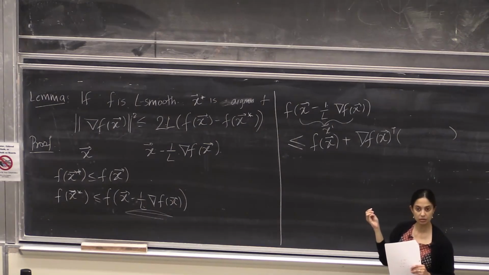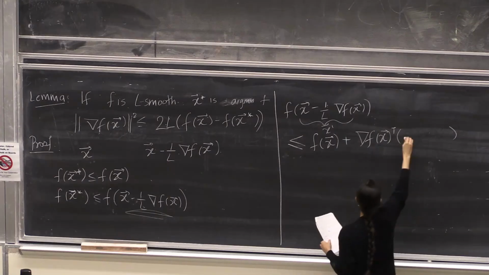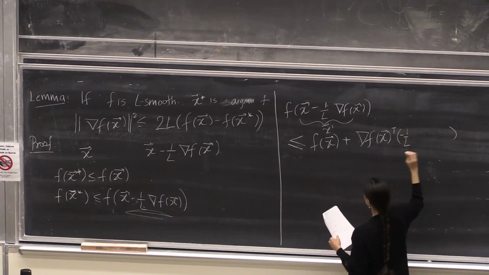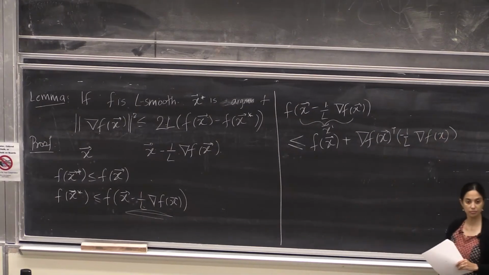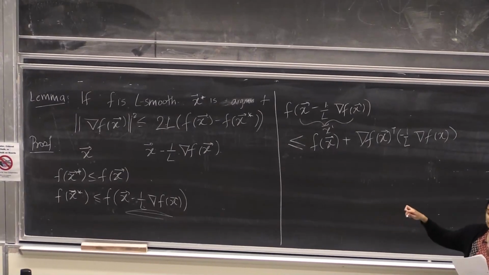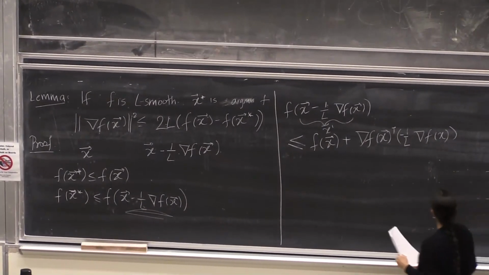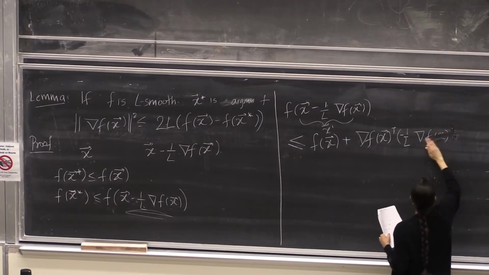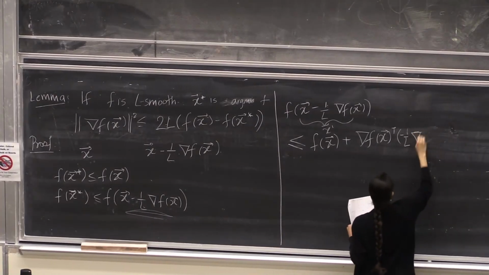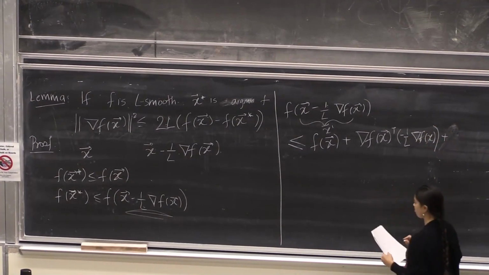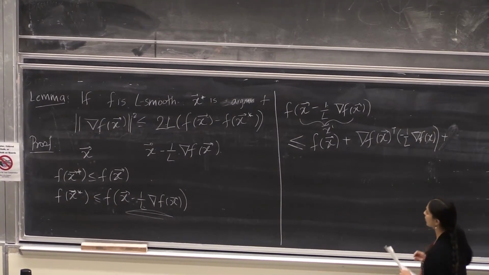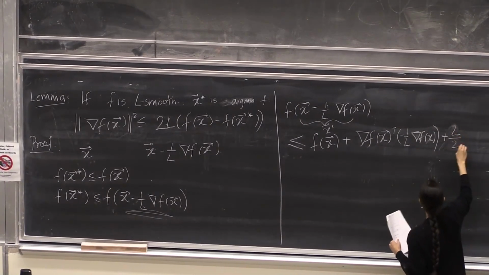What is the difference? Minus 1 over L gradient of f of x, right? Remember, I have an x prime minus x over there. So I have this minus sign here, right? And then what's the third term? Plus, now I get an L over 2.